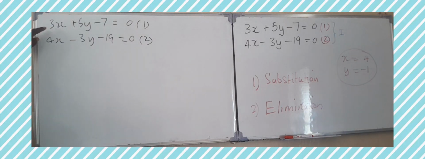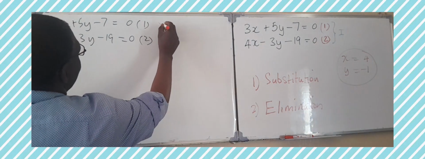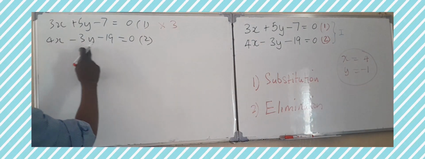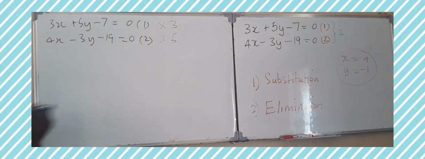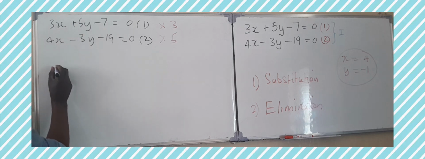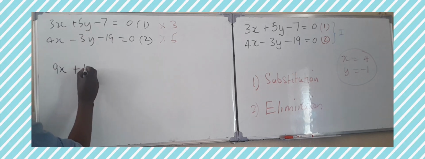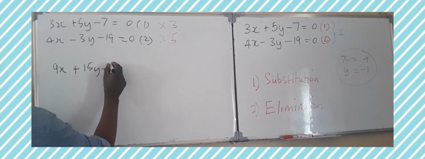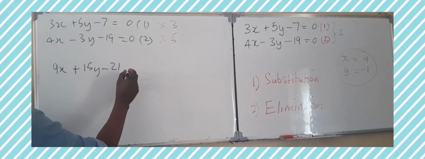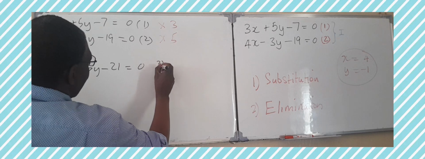Let's do that. Multiply this one by 3. Multiply this one by 5. Okay, what happens? So I will have 3 times 3 is 9x. 5y times 3 gives me a plus 15y. Minus 7 times 3 gives me a minus 21. And of course, 0 times 3 just gives me 0. Okay, so I'm done with the first equation. So I'll call this equation 3.